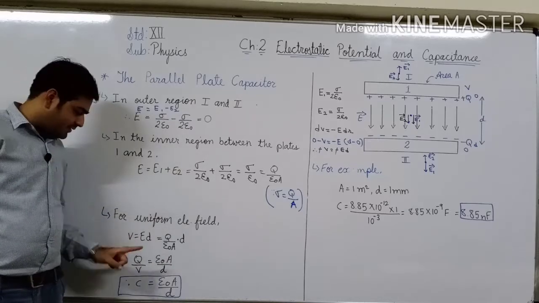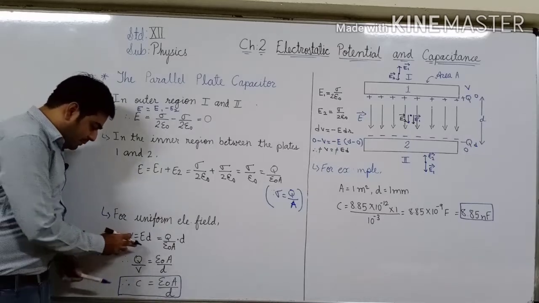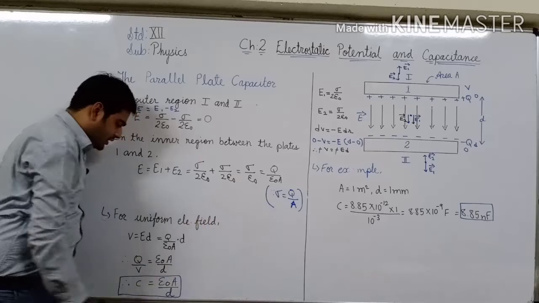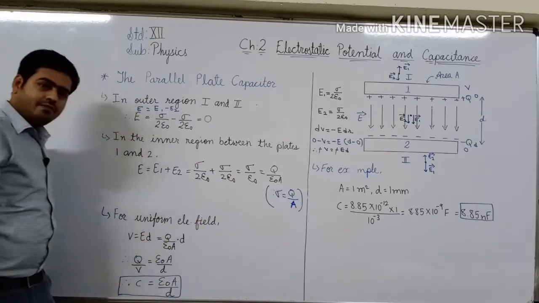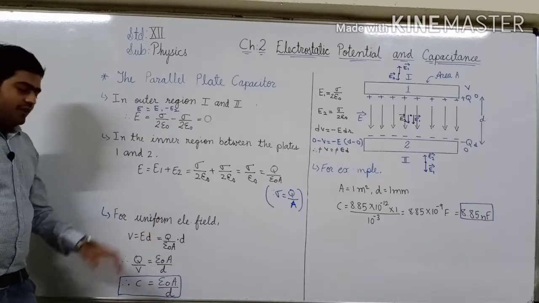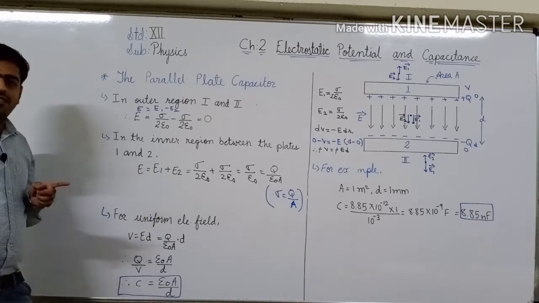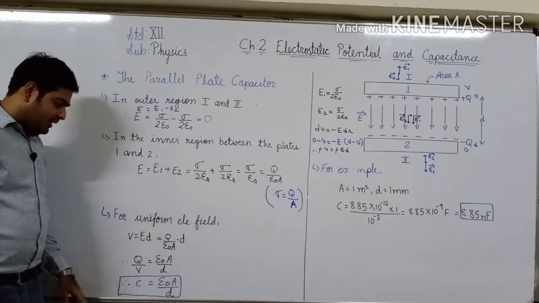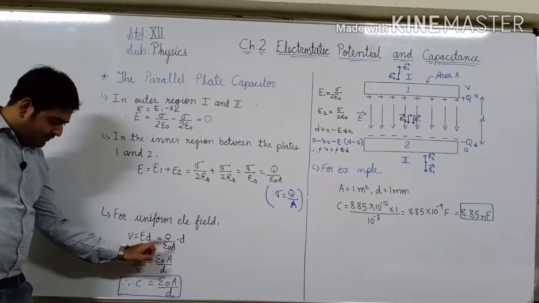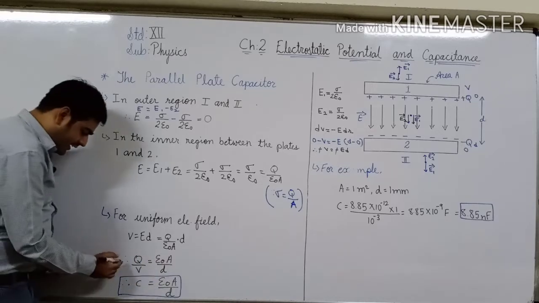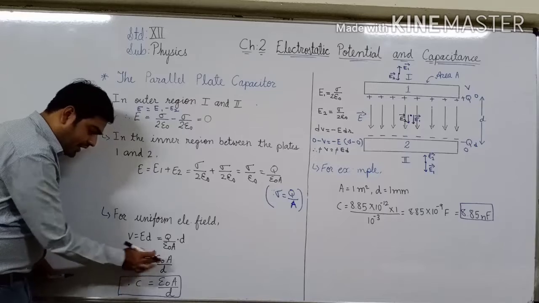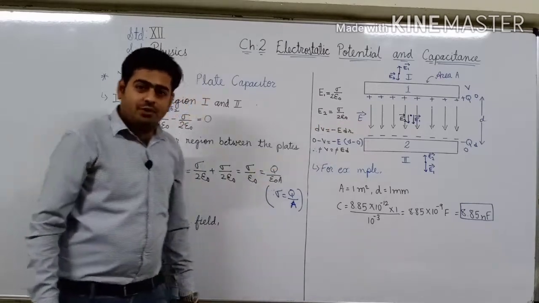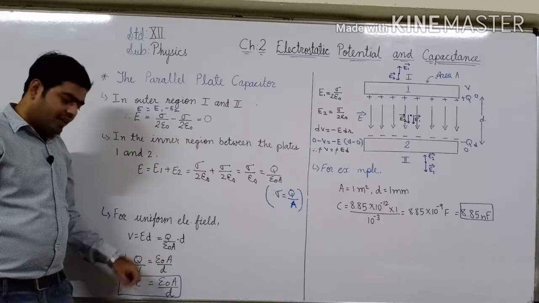This is the potential difference between the two plates of the capacitor, equal to electric field into the separation between the two plates. What is the electric field? Q upon epsilon naught A, into D. But here V is available, Q is available. What was the formula of capacitance? Capacitance C is equal to charge upon potential difference. So we have to find the ratio of charge upon potential difference. So Q by V is equal to epsilon naught A by D. What is epsilon naught? That is the permittivity of free space, because I have considered vacuum between the two plates of the capacitor. Therefore Q by V is equal to epsilon naught A by D.